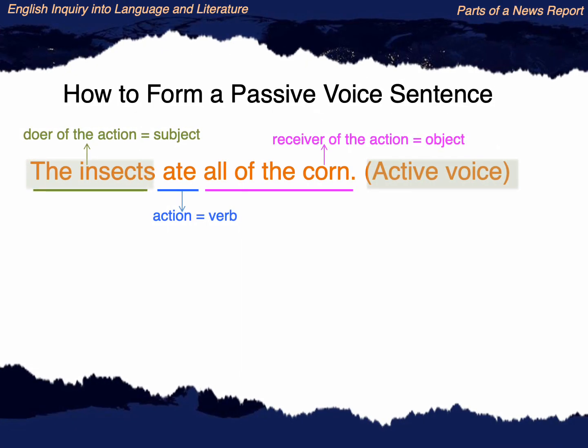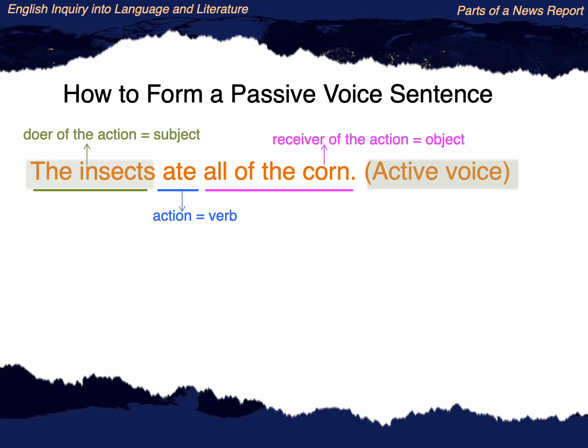Now, let's learn how to form a passive voice sentence. In this active voice sentence, the insects ate all of the corn. In this sentence, the doer of the action, or the subject, is the insects. The action or the verb is ate, and the receiver of the action, or the object, is all of the corn. In the active voice, the insects is the subject, and they are the important part of the sentence.